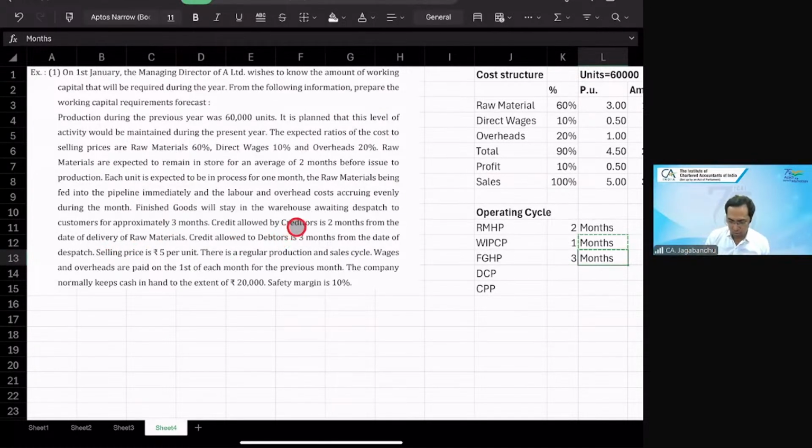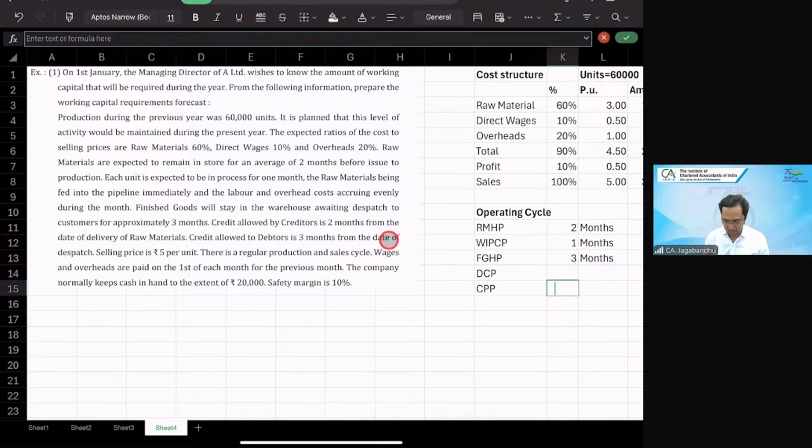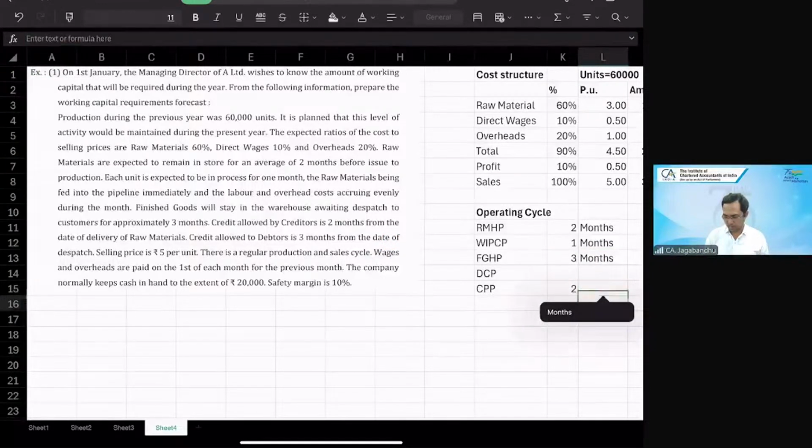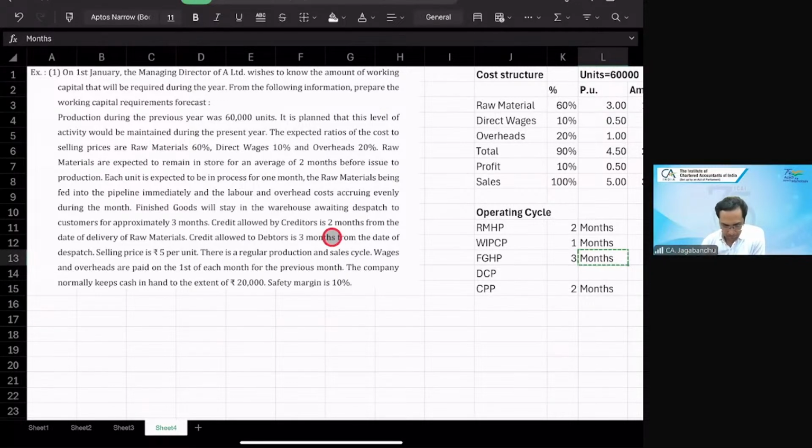Then credit allowed by creditors is 2 months. So this is going to be the creditors payment period, which is 2 months, from the date of delivery. Credit allowed to debtors: we are allowing credit to debtors of 3 months.